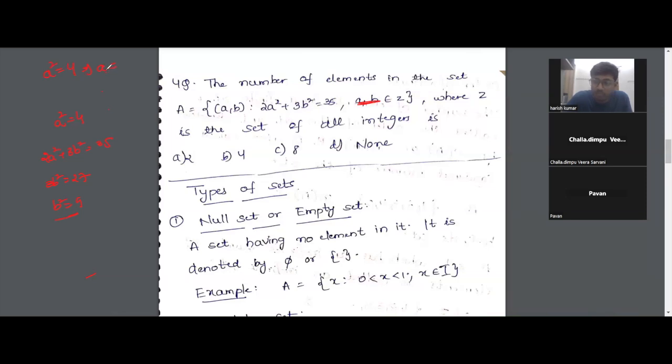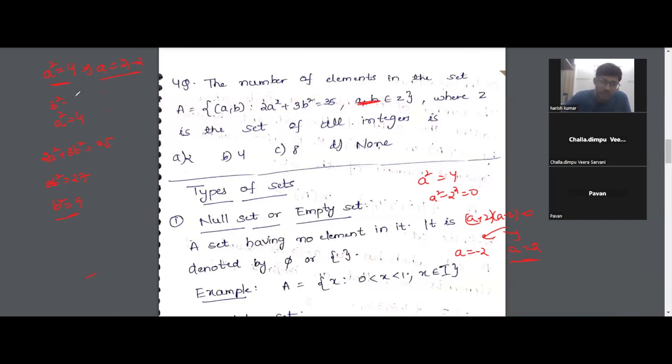A can take 2 and minus 2, right? Because if A square equals 4, then A square minus 2 square equals 0, so (A plus 2)(A minus 2) equals 0, which implies either A plus 2 equals 0, that is A equals minus 2, or A equals 2. So when A square equals 4, A is equal to minus 2 or 2.